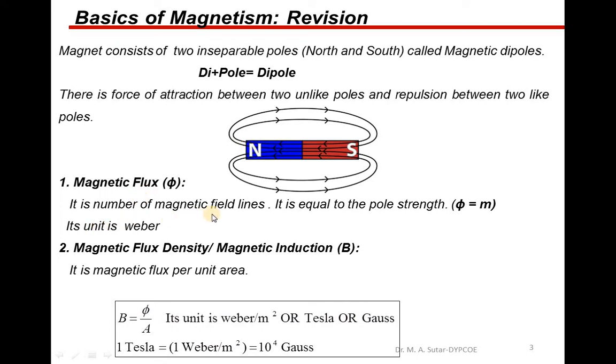The number of magnetic field lines is nothing but the magnetic flux. It is denoted by the letter phi, and it is equal to the pole strength M. The pole strength is measured in the unit Weber. The next term is the magnetic flux density, also known as magnetic induction. It is simply magnetic flux per unit area, that is phi by A. Its unit is Weber per square meter, also known as Tesla. 1 Tesla is equal to 10^4 Gauss.